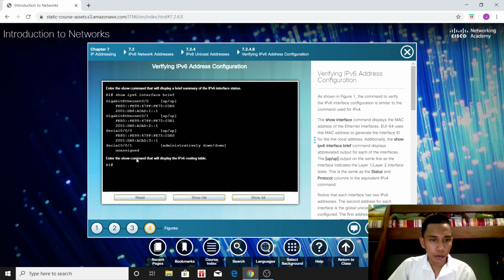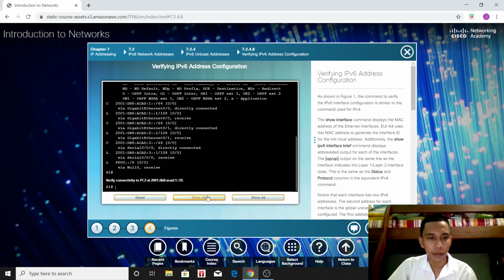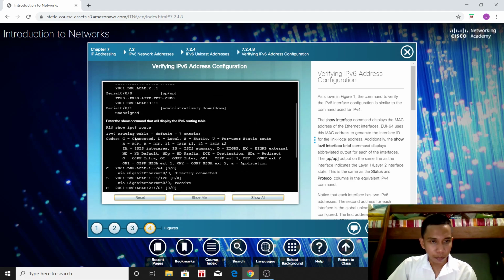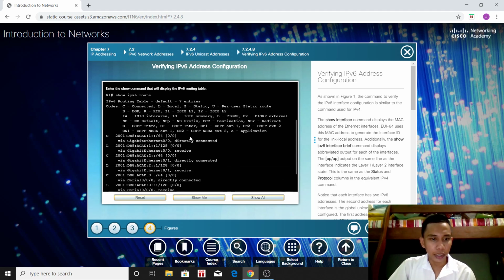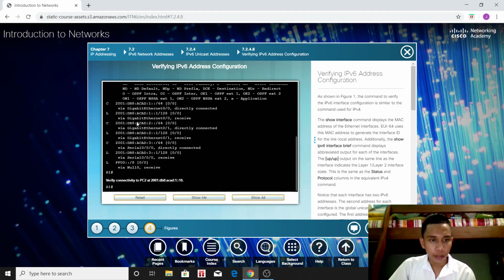Then enter the show command that will display the IPv6 routing table. So input show ipv6 route. So routing table default 7 entries. 7 entries, 1 2 3 4 5 6 7. So directly connected, C direct via GigabitEthernet 0/0 directly connected. Then verify connectivity to PC2 at 2001:db8:acad:1::10.